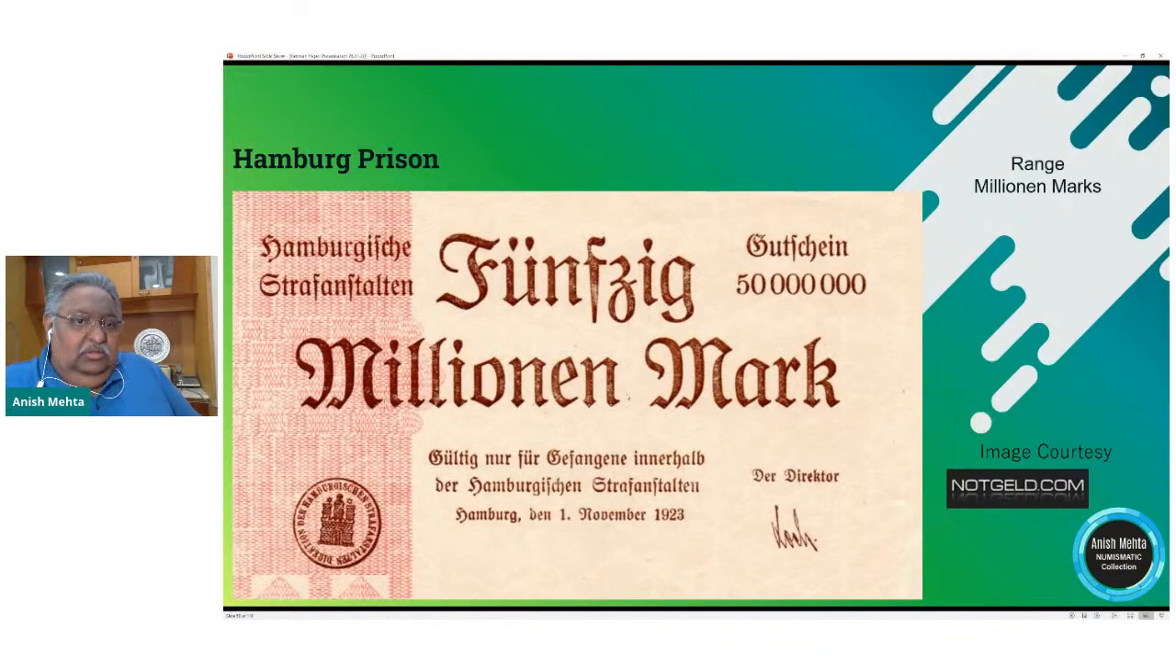This is a very special note which I got. It's not in my collection, but I got the image from noteguild.com. This is a 50 million mark banknote issued to be used only within the Hamburg prison. It cannot be used outside of the prison.